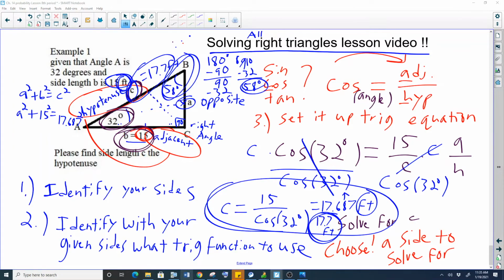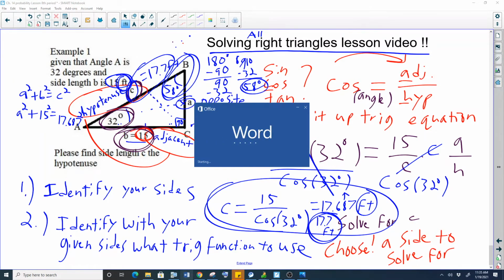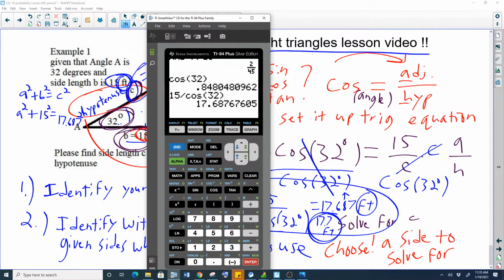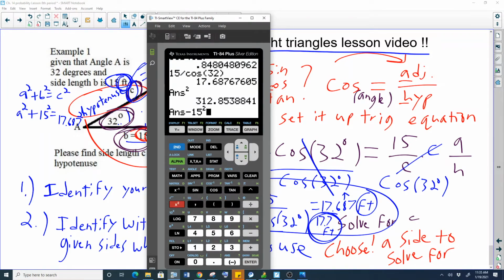Let's show you the math there on our calculator. Okay, so we're going to take 17.68 and square that. So 312.85, and then we're just going to minus over that 15 squared, right? And solve for A squared. Minus the 15 squared gives us 87.853. So again, what did we just do there? We took 15 squared, which is 225.